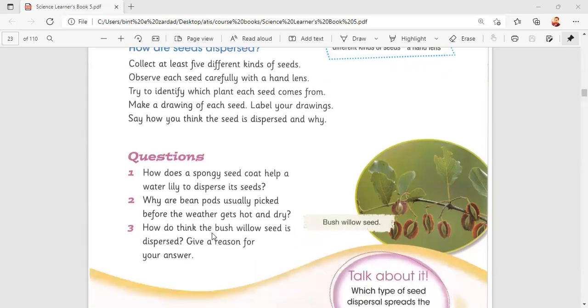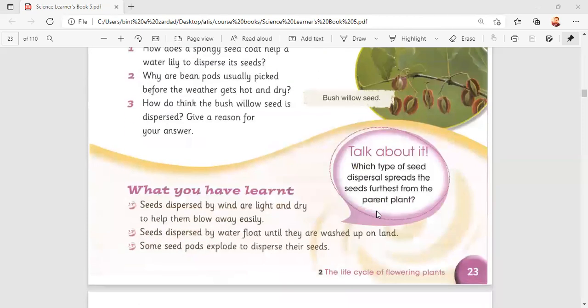How do you think the bush willow's seed is dispersed? Give a reason for your answer. It can be dispersed by wind. It has papery wings, so it can be dispersed by air. This one, the bush willow's seed, you can see it has wings.